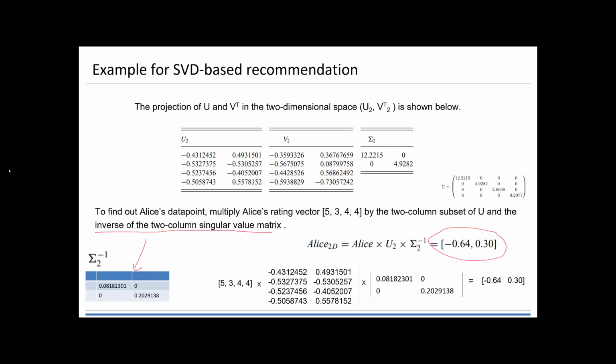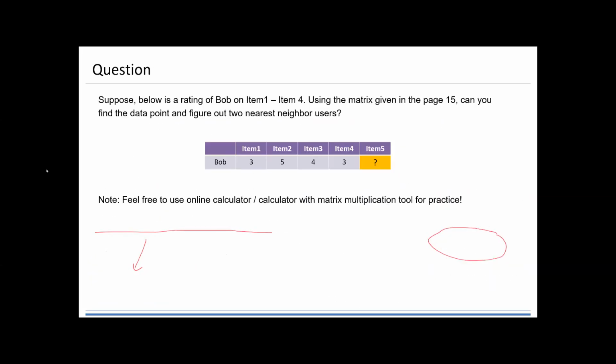Now, can you figure out the point of Bob? What is the point of Bob? And figure out the 2 nearest neighbor users of Bob. Feel free to use an online calculator or a calculator with a matrix multiplication tool for practice.